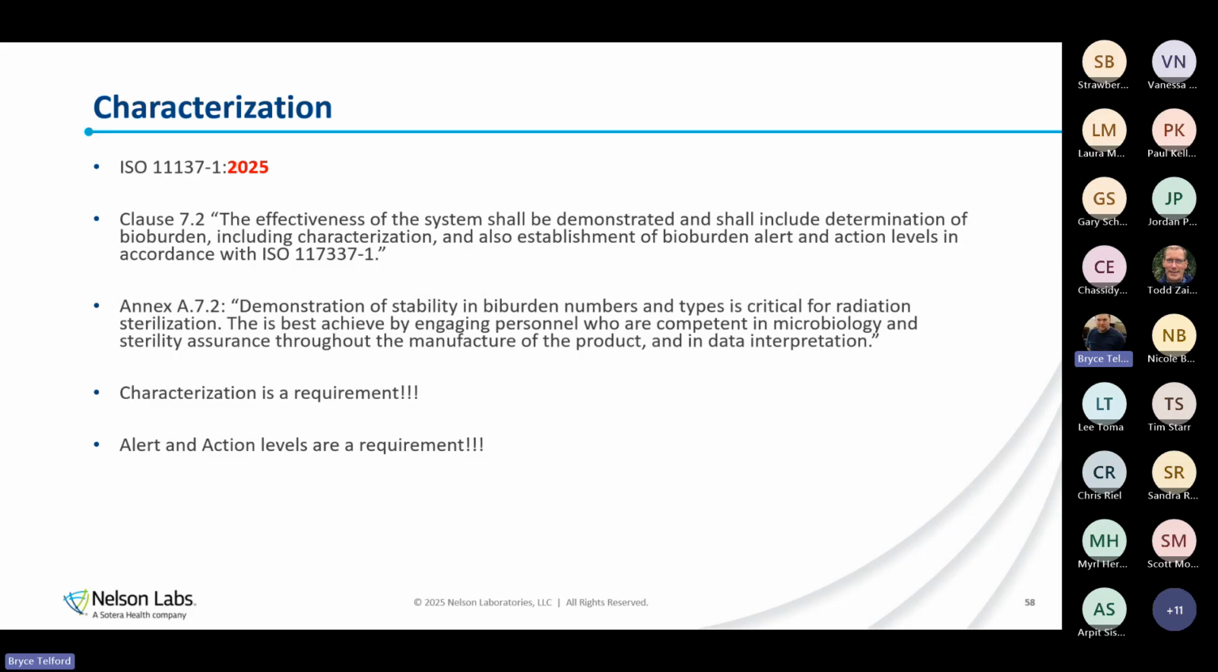So alert and action levels tells me how many of something I have and gives me kind of a bit of a fence to build around that. And then the characterization tells me, am I fencing up tigers or am I fencing up cats? So they're related but separate. That's really helpful, Bryce, to help me understand that they're related and separate.